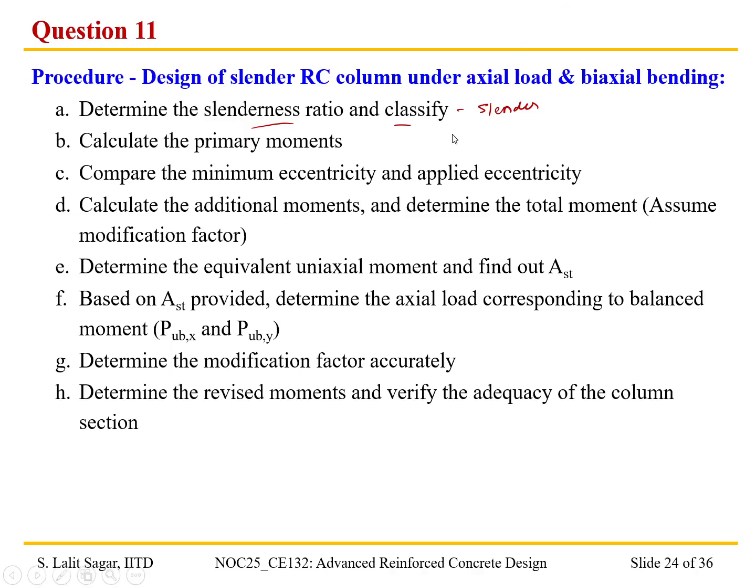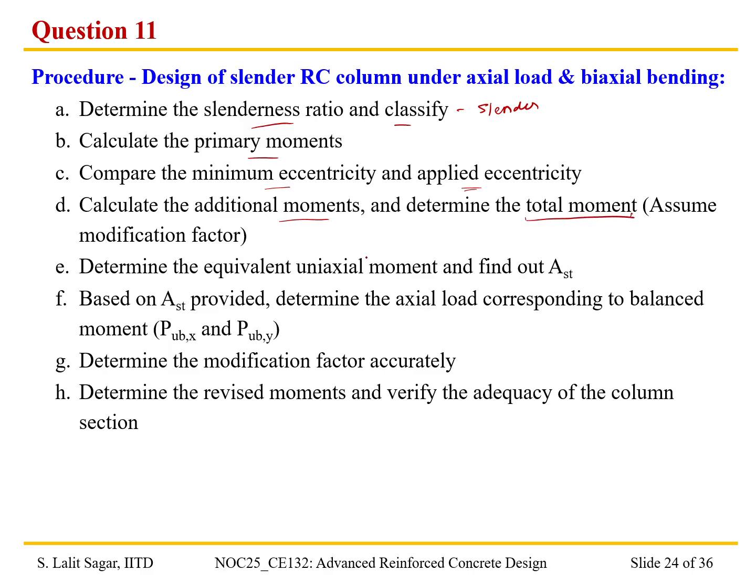Classified it as a slender column. Then we need to calculate the primary moments. We're going to see that in a while. Then we need to compare the minimum eccentricity based on the geometry of the column, then calculate the applied eccentricity and consider the maximum out of those two values. Then we need to calculate the additional moment and find out the total moment. Okay, that is part of this question.